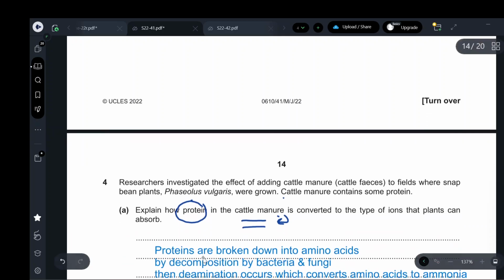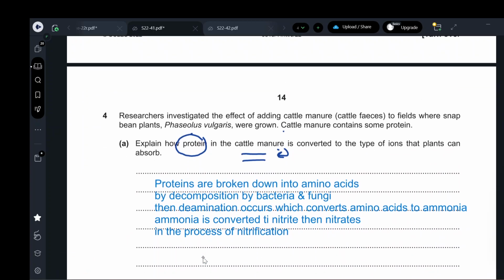The first step is the proteins are broken down into amino acids by decomposition by the bacteria and the fungi, and then the amino acids are deaminated, which converts the amino acids into ammonia, and then the ammonia passes through nitrification by the nitrifying bacteria, which changes it to nitrites and then nitrates. The nitrates are absorbed by the plant at the end for protein synthesis.